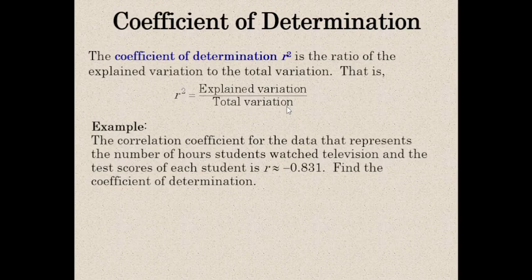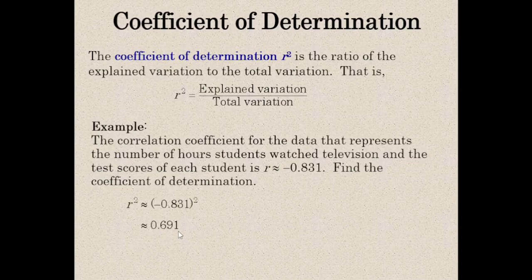Suppose, in the previous example only, the number of hours the students watched television and the test score of each student gave r equal to minus 0.83. This was the correlation, right? This particular value we got in the session before last, when we saw correlation. So what to do? The coefficient of determination is nothing but the square of this value. When you take the square, the value comes to 0.691.